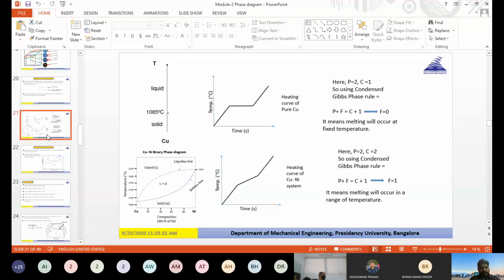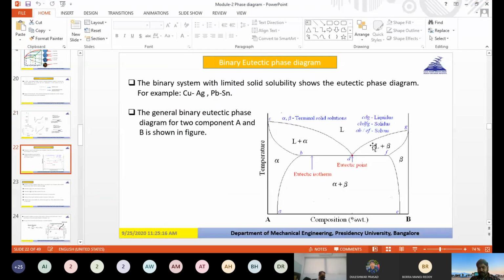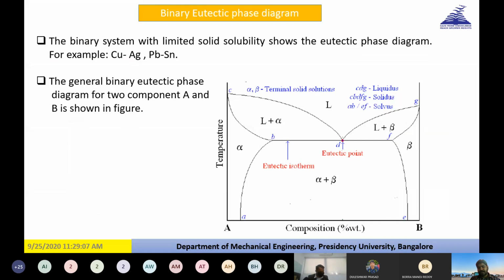Now I am going to explain the binary eutectic phase diagram. Who will tell me when we are going to get this binary eutectic phase diagram? What is the definition of this? Anybody tell me what is a binary eutectic phase diagram? When do we call it isomorphous and when do we call it eutectic?